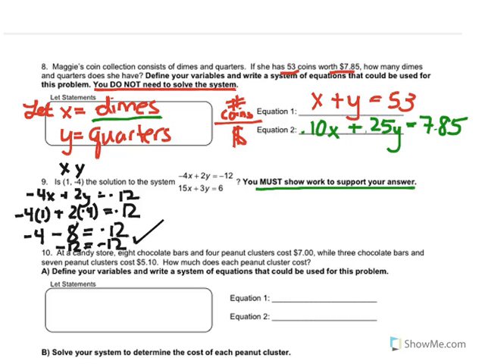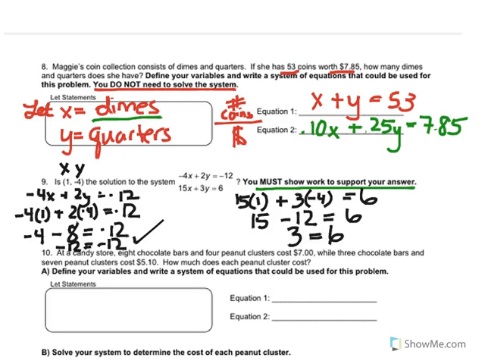Let's try the second one. 15 times 1 plus 3 times -4 needs to equal 6. So we have 15, and positive 3 times -4 is -12, equals 6. So 15 - 12 is 3, equals 6. Is that a true statement? Does 3 equal 6? No, not true. So (1, -4) is not the solution.